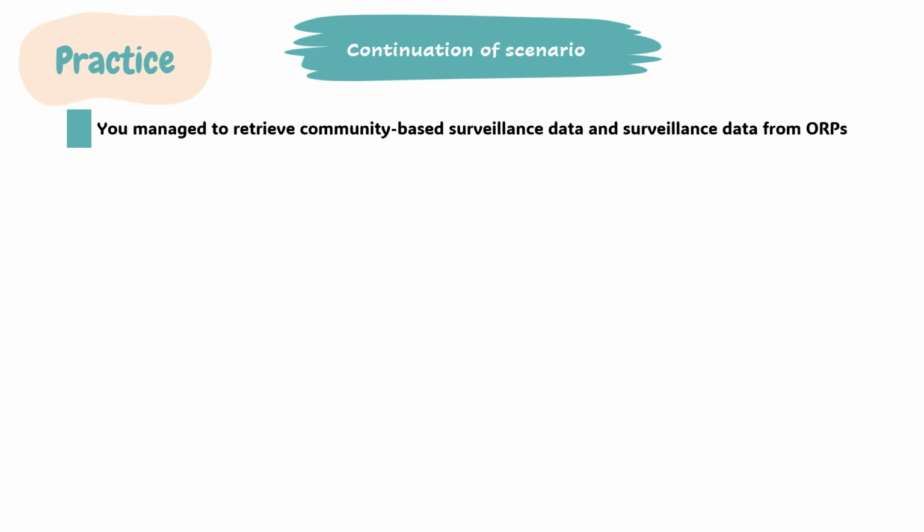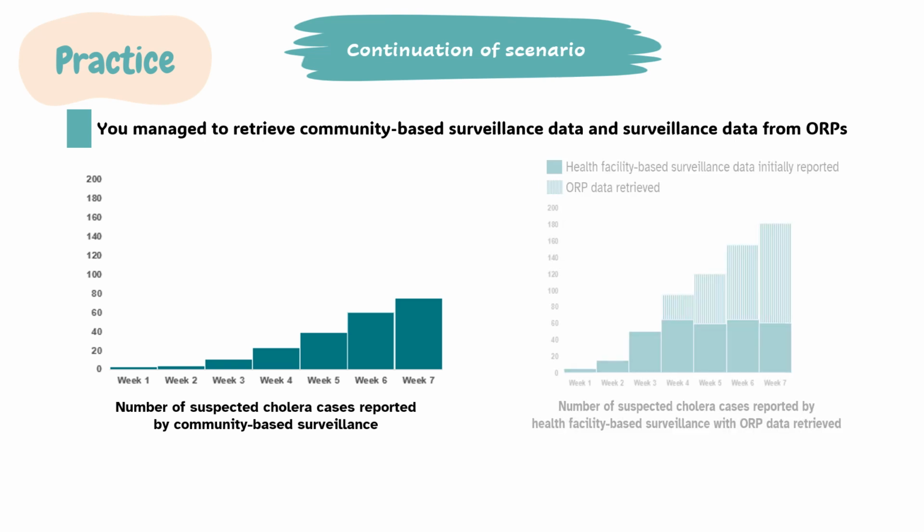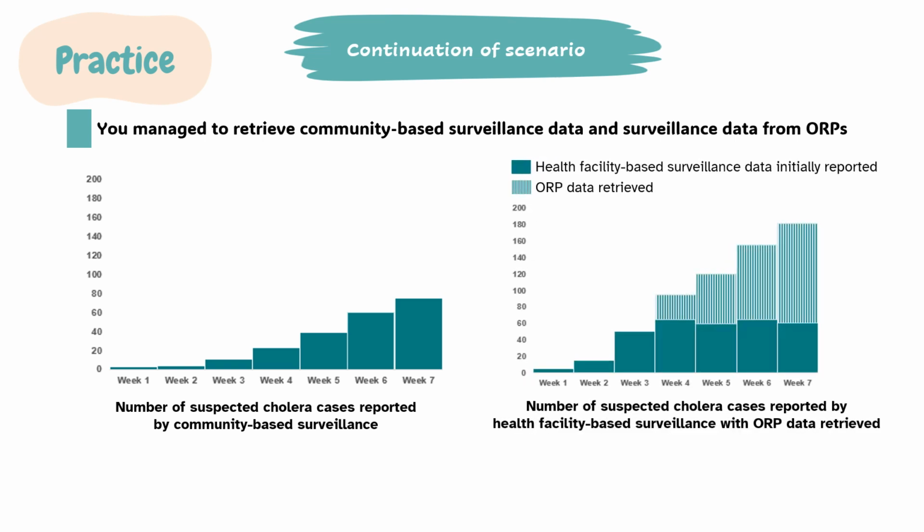You did manage to retrieve community-based surveillance data and surveillance data from ORPs and plotted this data on epidemic curves. This epidemic curve represents the number of suspected cholera cases reported by community-based surveillance, showing an increasing trend in incidence. This epidemic curve represents the number of suspected cholera cases reported by health facility-based surveillance when adding the number of suspected cases identified at ORPs, also showing an increasing trend.